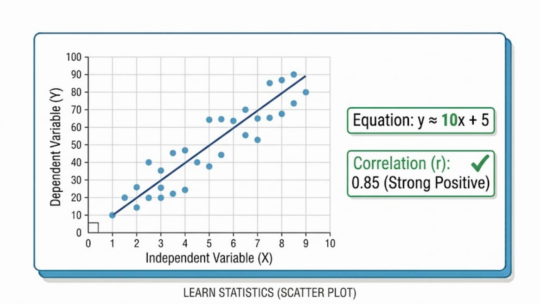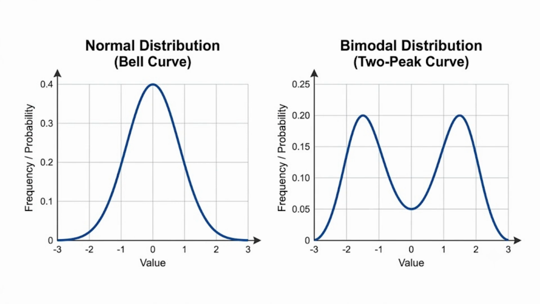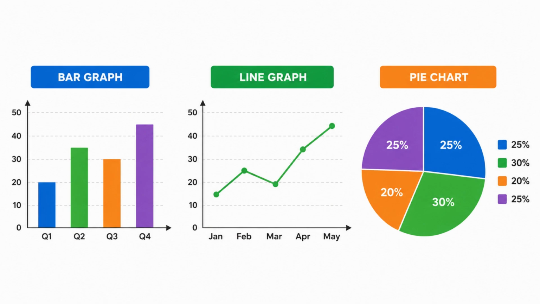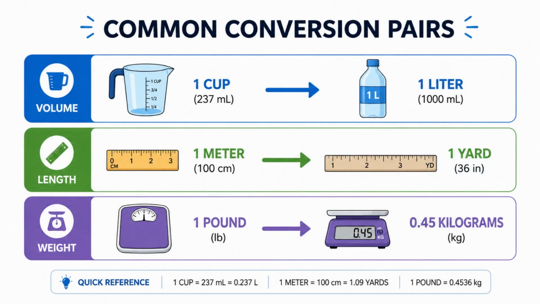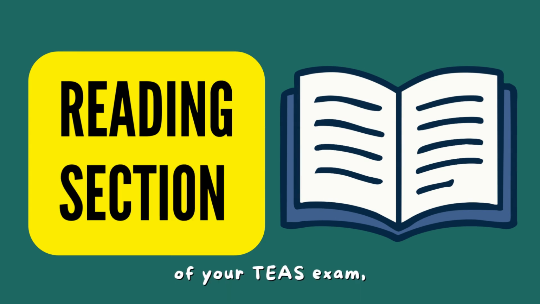Interpret scatter plot data. Positive and negative correlation. Normal distribution and bimodal distribution. Read bar graphs, line graphs, and pie charts. Convert milliliter to liter, feet to yard, pound to kilogram, and tablespoon to milliliter. In the reading section of your TEAS exam, these are the key topics you can expect to be tested on.